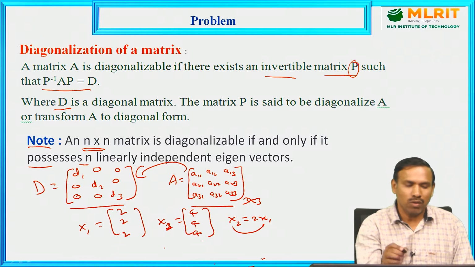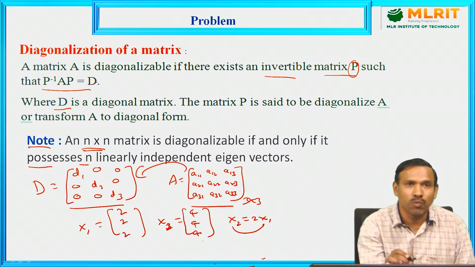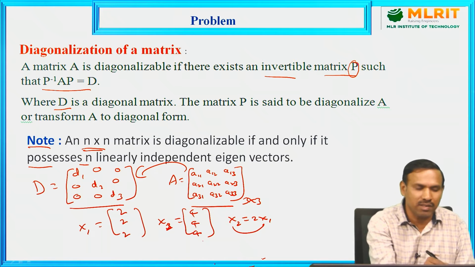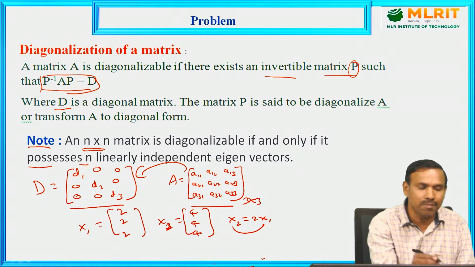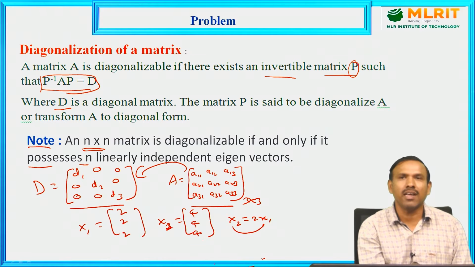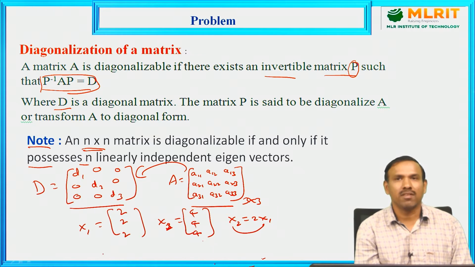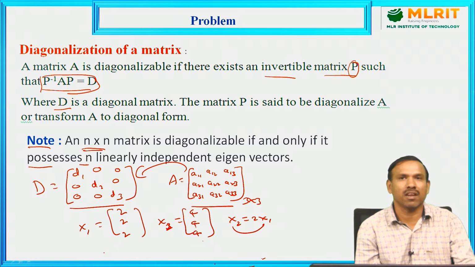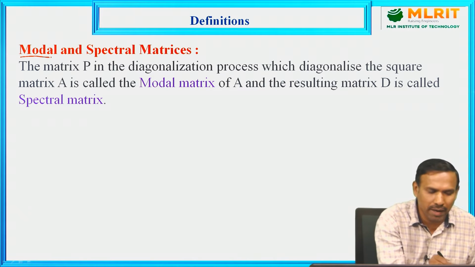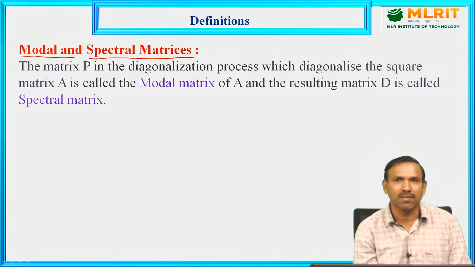Now, the key point to be remembered here is P inverse AP is equal to D, which is the formula for diagonalization. Then what is P, what is D? D we discussed, that is the resulting diagonal matrix. Then P is called the model matrix. Now, let us look at the definitions: model matrix and spectral matrix.